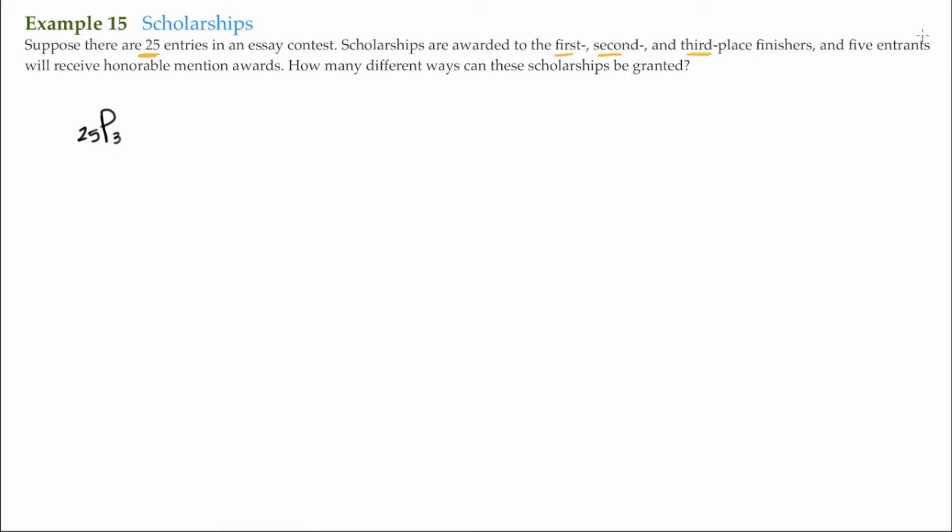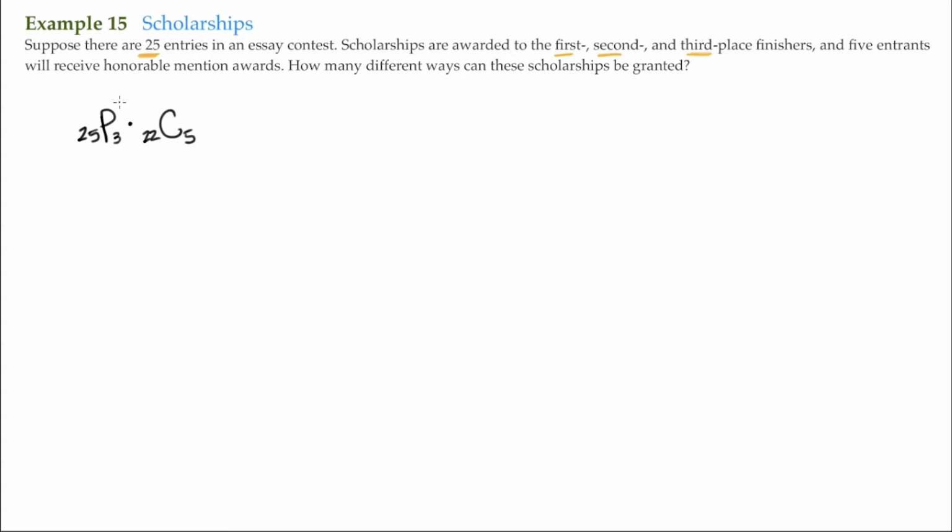Then for the honorable mentions, now since 3 have already been awarded the first, second, and third place finishers, the n subscript for this combination is going to be 22 because 3 have already gotten their awards. So that's going to be 22 choose 5. And of course, the fundamental counting principle says if there's so many ways for one thing to occur and so many ways for another, we simply multiply.